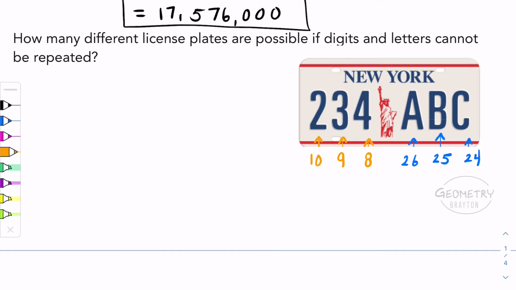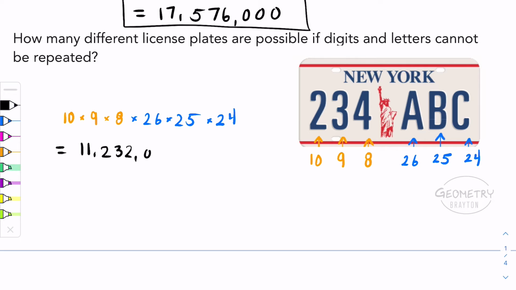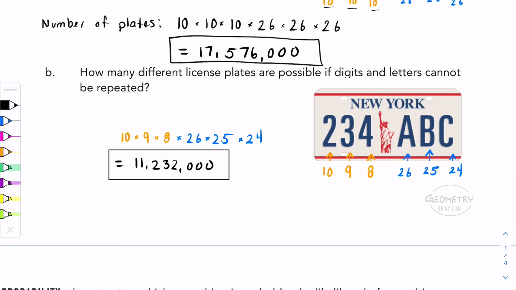So when you multiply these numbers together, you multiply 10 times 9 times 8 times 26 times 25 times 24 as your options. The solution would be 11,232,000 different possibilities. That's with no repeating letters or digits.